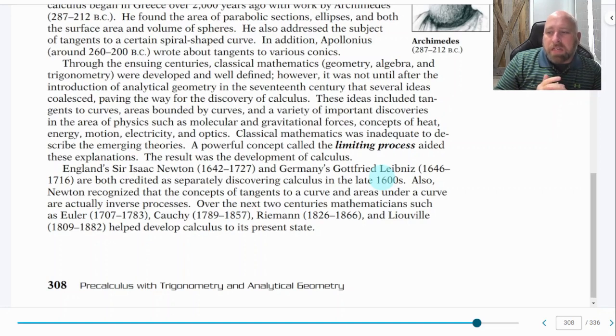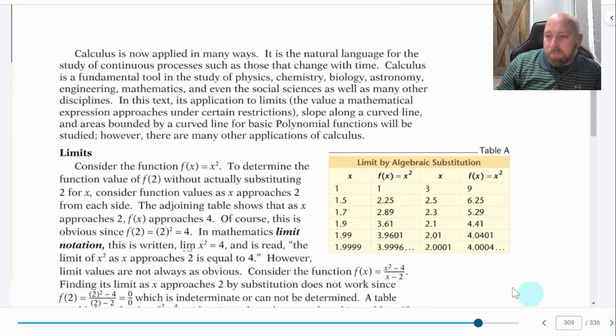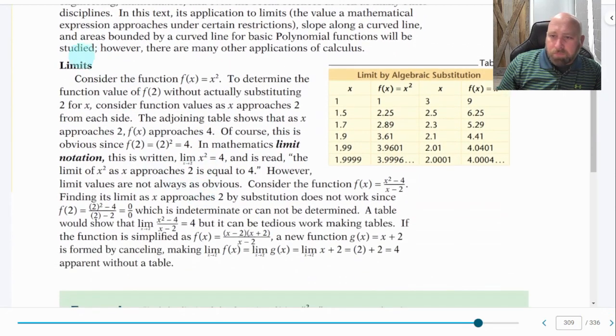So it's kind of neat that these two guys were contemporaries with each other. They lived at the same time, and they were developing the same thing, but as far as we know, they never talked to each other about it. So kind of cool. Other mathematicians have come in and helped to develop it to where we have it now. All right, on the next page, page 309, we really get into and start talking about limits. What are limits in calculus, and how do we deal with them?